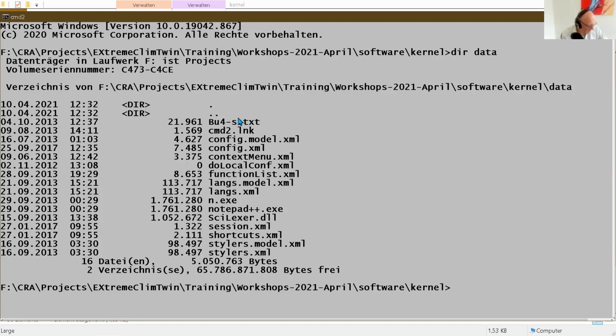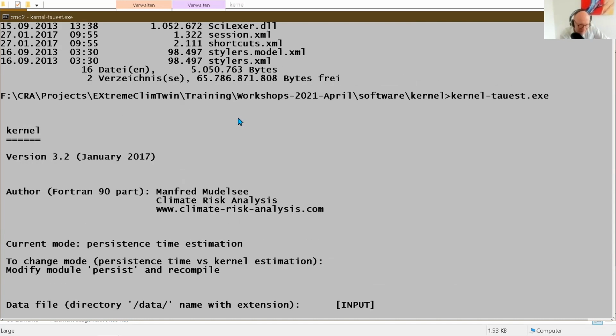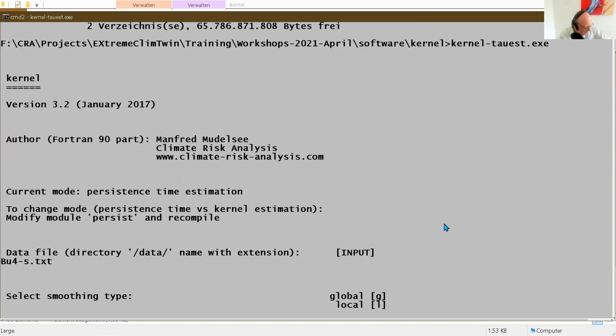Now I run kernel, and I press the tab key for auto-completion. Not this one, not the source code, this one. Now I'm happy, and I now press enter. And this is the software. And now I use the mouse and press the right mouse button to release what's stored. And this is a file, okay?